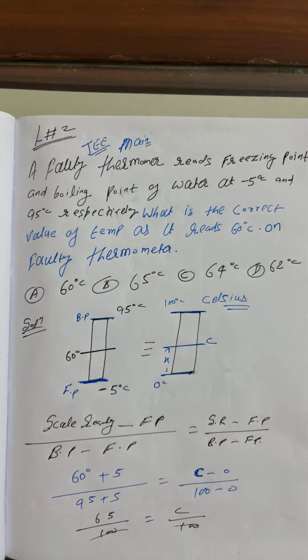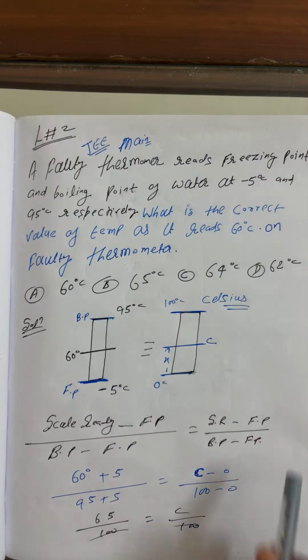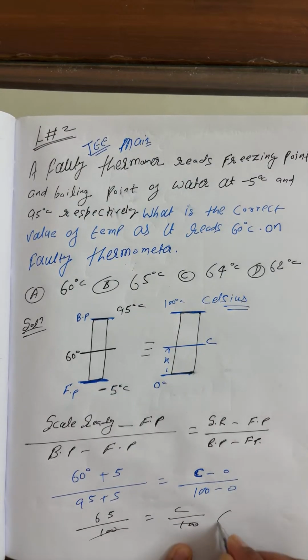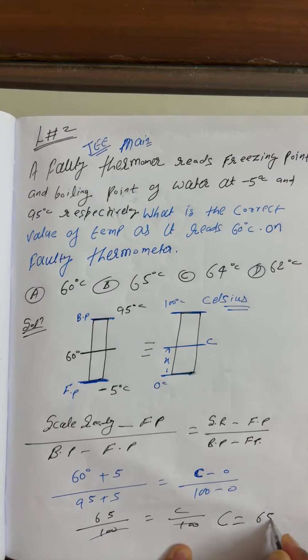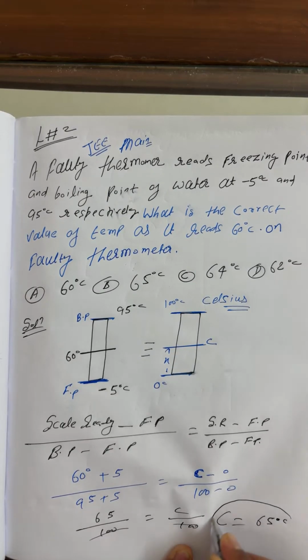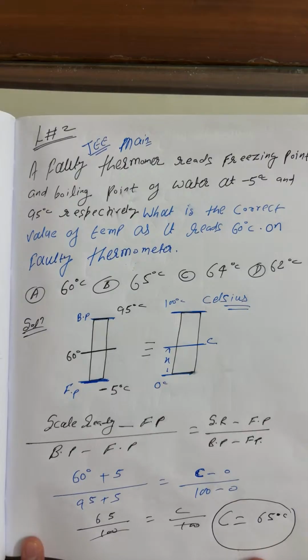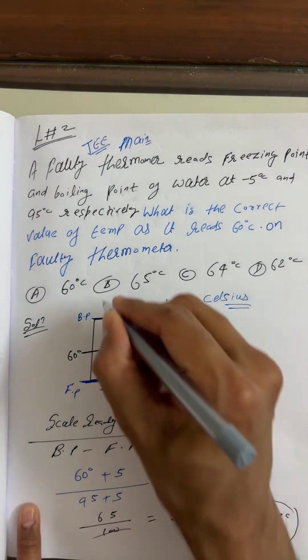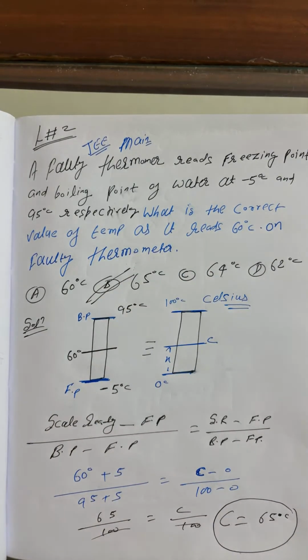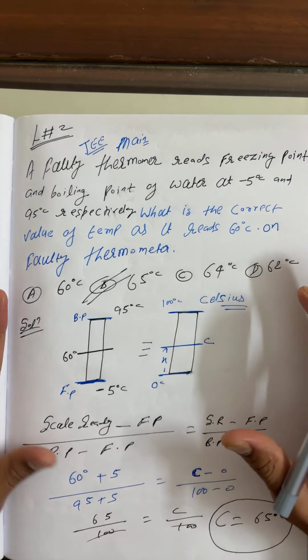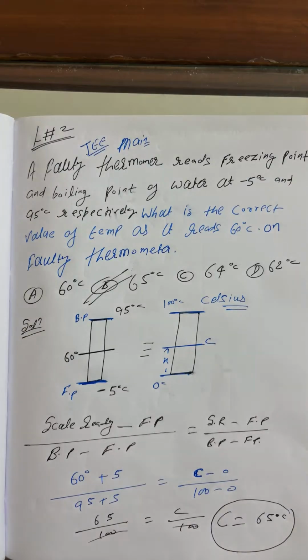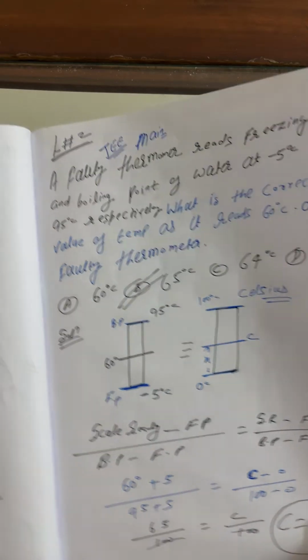Okay, fine. Now look here next. What's the answer? You can say we are getting 65 degrees Celsius. So what is the correct answer? Okay, very good. This is option number B. It's literally a very standard question. Okay, have a look at the next one.